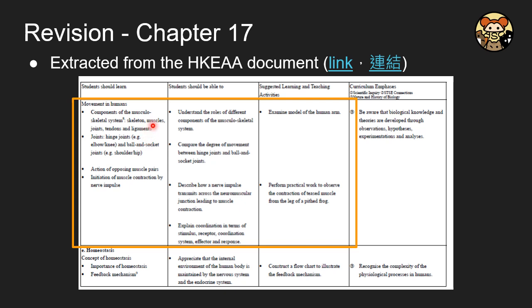So here is the extract of your HKEAA document. In the document, you're required to understand what the skeleton, muscle, joints, tendon, and also ligament are. Remember the tendons and ligaments: the tendon is inelastic, while the ligament is elastic. And for joints, we have two types: one is the ball and socket joint, and the other is the hinge joint. So as stated in here.